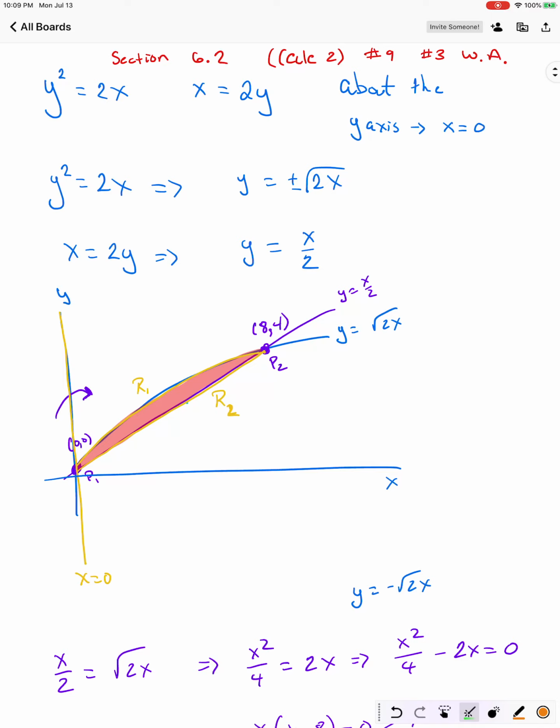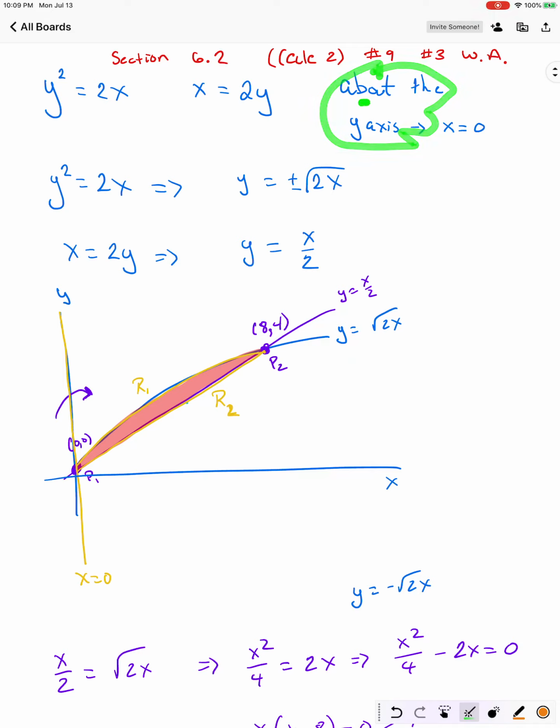This is the web assignment number 3 problem. We're given a region between y squared equals 2x and x equals 2y. That's the region we're given, and we're told that we're going to rotate it about the y-axis.